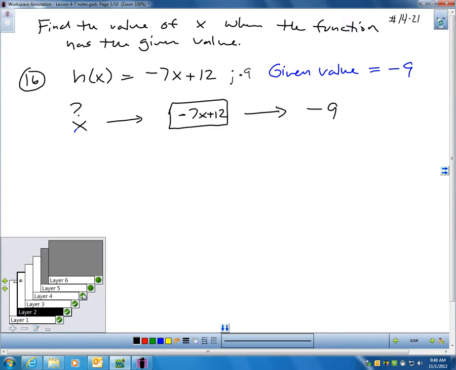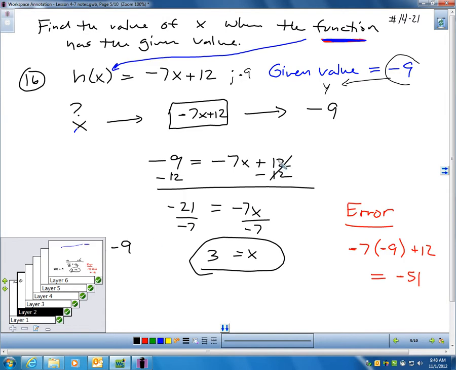Here's what that means. That means what can I plug into the box so that when the box takes x, multiplies by negative 7, and adds 12, we get negative 9 for a result? Well, think about what that's asking us to do. Remember, this is x, this is my y value. So in other words, if y equals negative 7x plus 12, I'm being told right now that I want y to be negative 9. So my equation would be negative 9 equals negative 7x plus 12. I just have to solve that. I can take away 12 from each side, which gives me negative 7x on the right and negative 21 on the left. And then I can divide by negative 7, and I get 3.